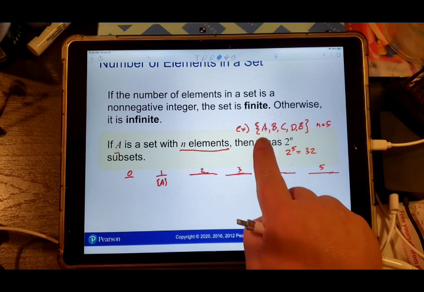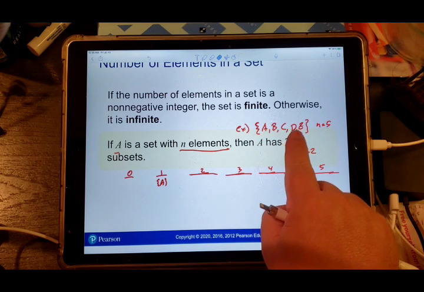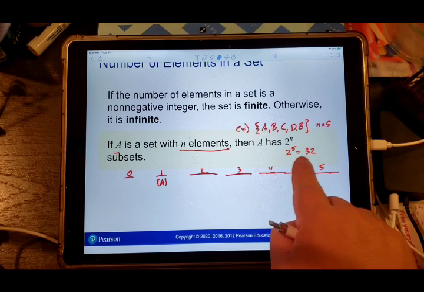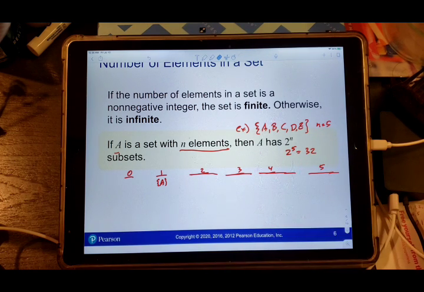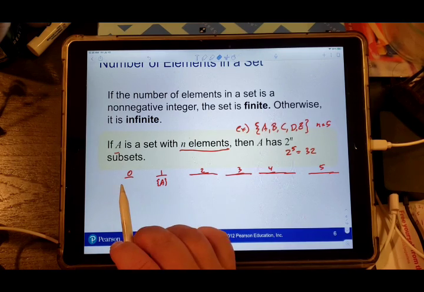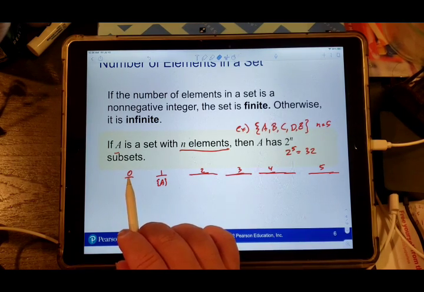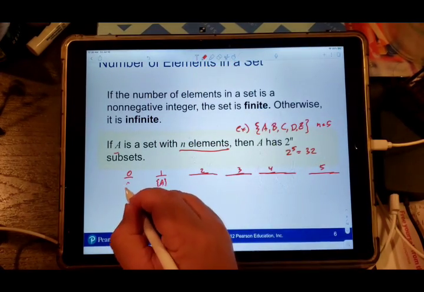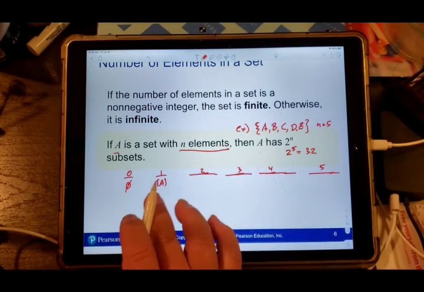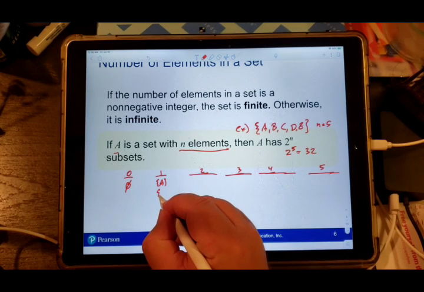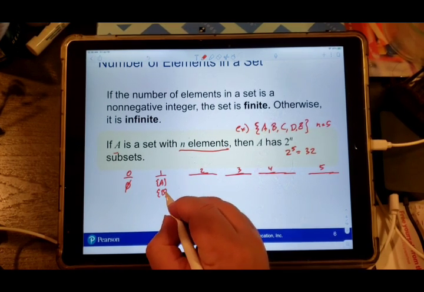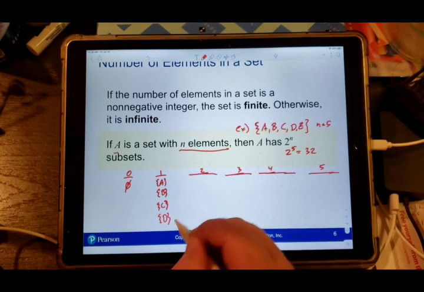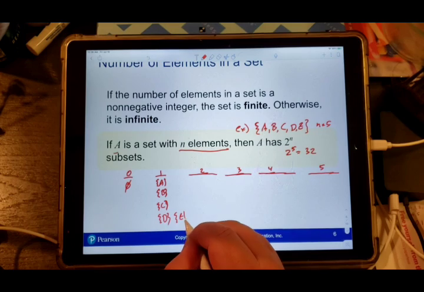So I gave another example. A, B, C, D, E. The number of elements is 5, so there are 32 subsets. That's a lot to list, but we know that there's a subset of size 0, and that is the empty set. And there's just one. That's it. Subsets of size 1, there's A, B, C, D, and E.